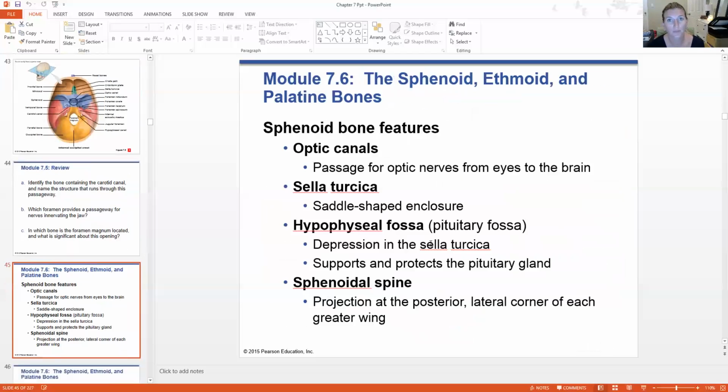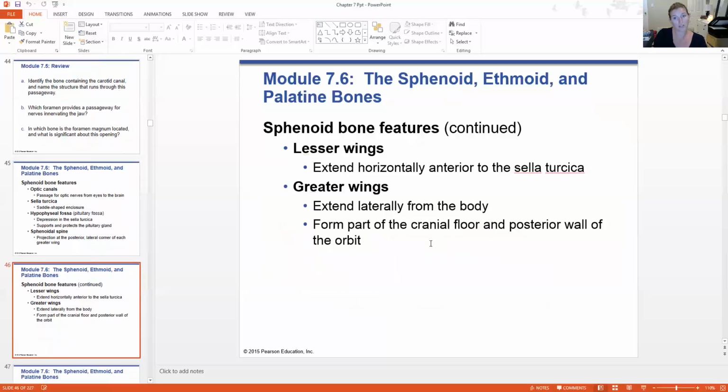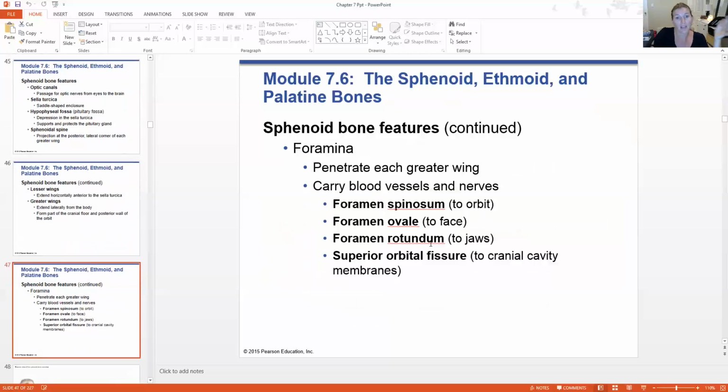Some sphenoid bone features. Sphenoid bone is probably one of the more complex bones of the skull, or maybe even of the whole body. You have optic canals, the sella turcica, which is a little saddle-shaped area on the sphenoid, the hypophyseal fossa, which is just a flat depression on the sella turcica, and the sphenoidal spine. The greater and lesser wings, they're kind of like little stair steps, as you'll see when we look at the skull itself. And the sphenoid bone has several foramen that are associated with it. These are carrying blood vessels and nerves.